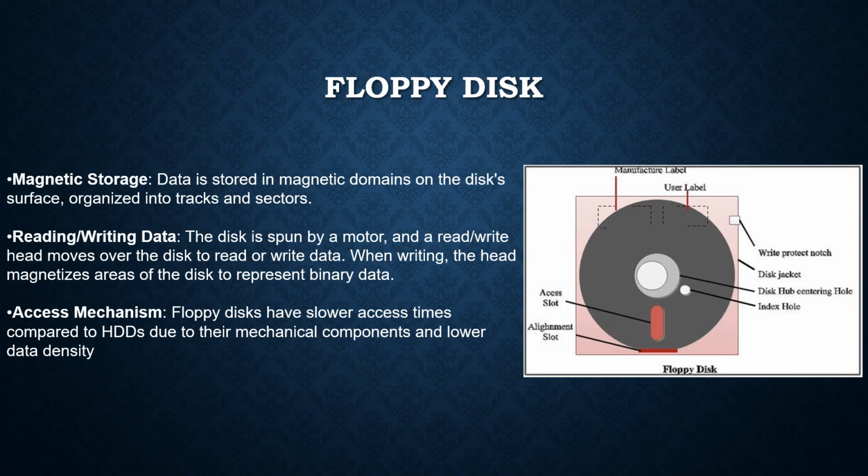In this slide, we are going to see the floppy disk. Where will the data be stored in a floppy disk? Data is stored in magnetic domains on the disk surface, organized into tracks and sectors. Where will we read and write the data? When the floppy disk is turned by a motor, a read and write head moves over the disk to read or write the data. How can we access this data? Floppy disks have slower access time compared to HDDs due to their mechanical components and lower data density.